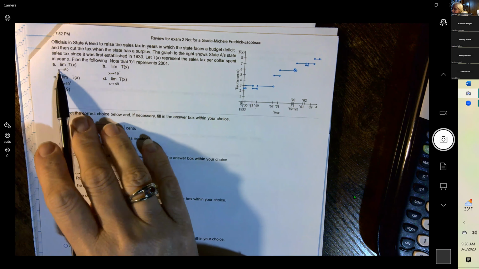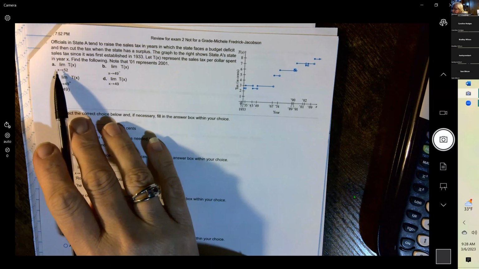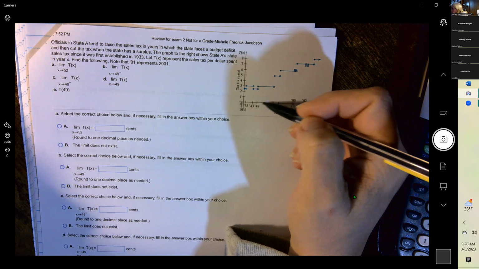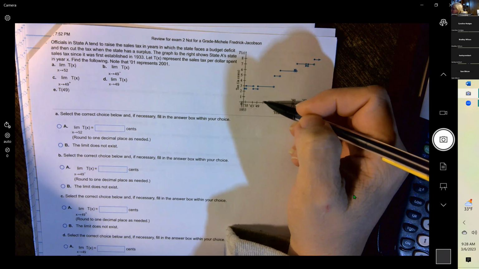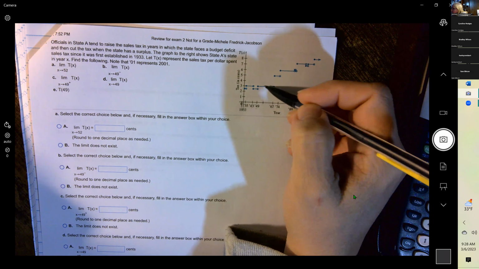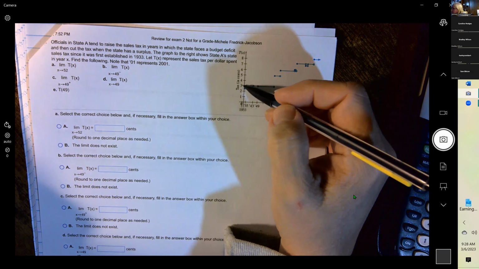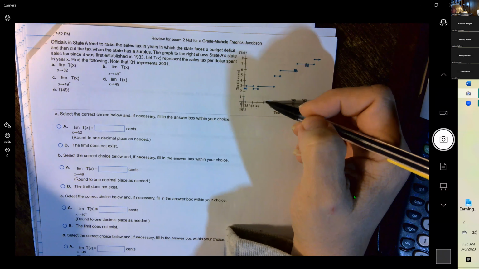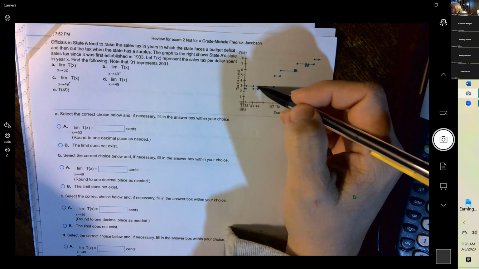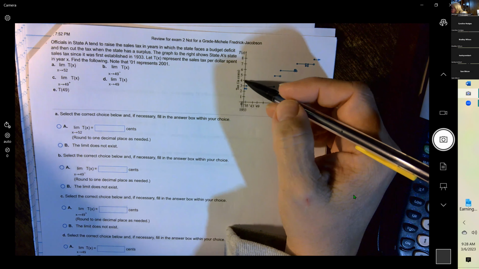So I want to find the limit as x approaches 52. We would just look where 52 is, between 49 and here. Notice that on both sides, it's 3. So at 52, the tax, it looks like cents, was 3 cents.